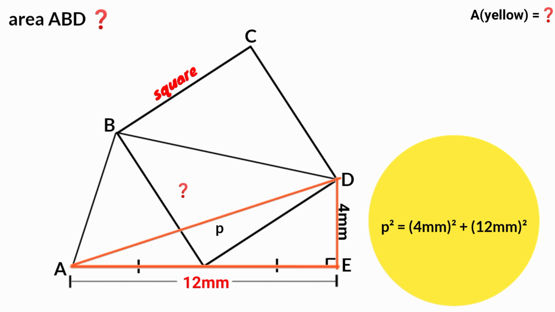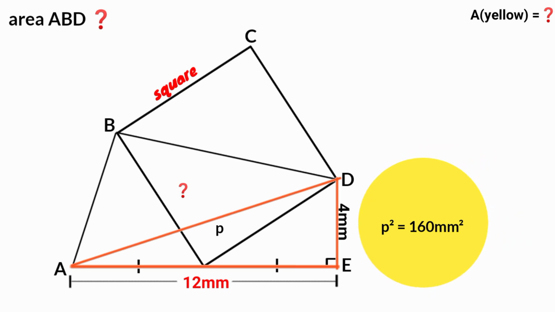4 millimeters all squared is 16 millimeters squared, and 12 millimeters all squared is 144 millimeters squared. 16 millimeters squared plus 144 millimeters squared is 160 millimeters squared. So P squared equal to 160 millimeters squared. Taking the square root of both sides, square root of P squared is P, while square root of 160, since 160 is equivalent to 16 times 10, is 4 root 10 millimeters. So P equal to 4 root 10 millimeters. That is, the length of this side is 4 root 10 millimeters.